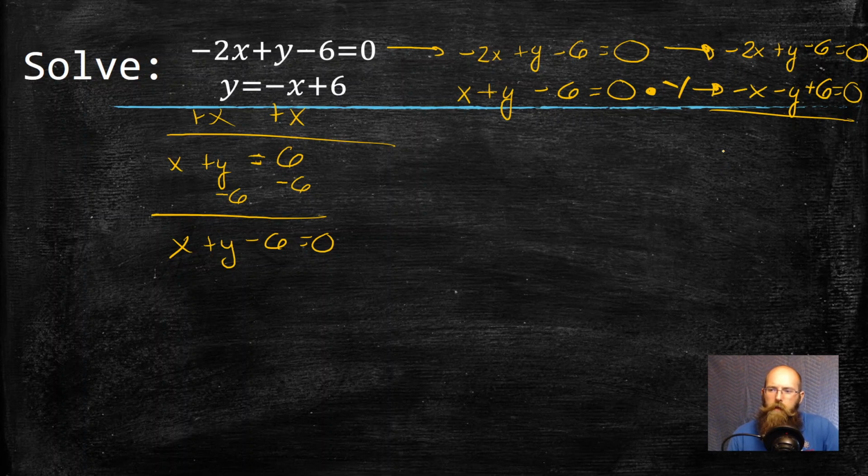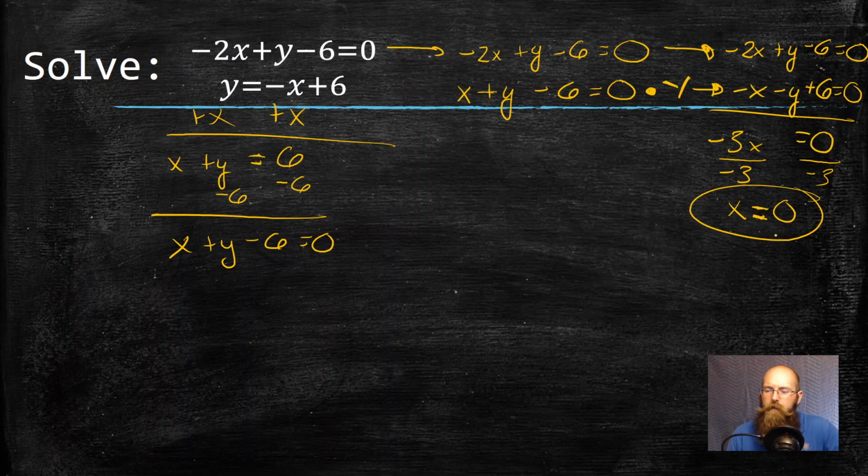Negative 2x minus x, negative 3x. Y minus y, nothing. Negative 6 plus 6, nothing. So it just equals 0. Divide by my negative 3. X equals 0. That's so cool. I love it when that happens.